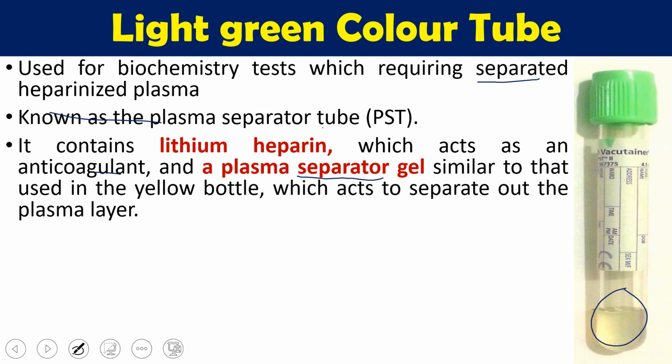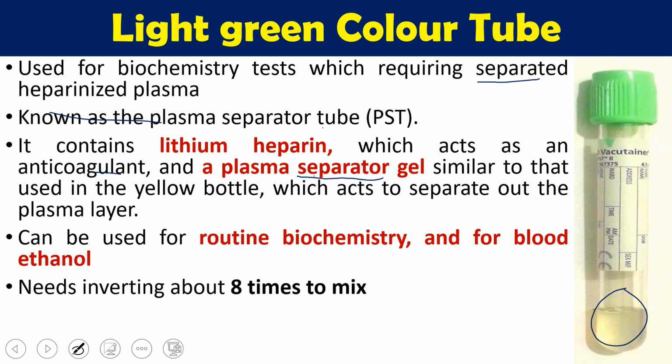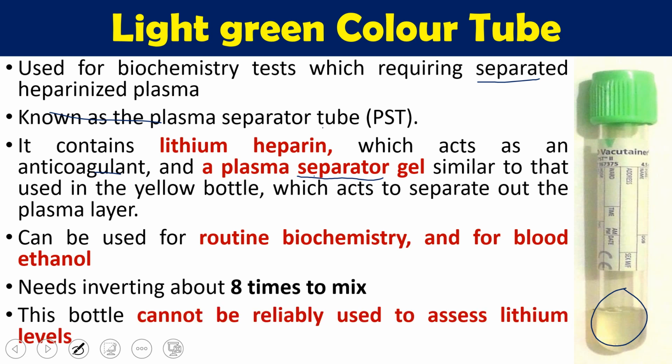The heparin works as an anticoagulant and the second one works as a separator which separates the plasma, similar to what we have used in the yellow bottle. It can be used for normal routine biochemical analysis and for blood ethanol estimation also, but again, blood ethanol if it is not for legal purposes. Here also it needs inverting about 8 times so that it is completely mixed with the blood. These tubes cannot be used for lithium level.